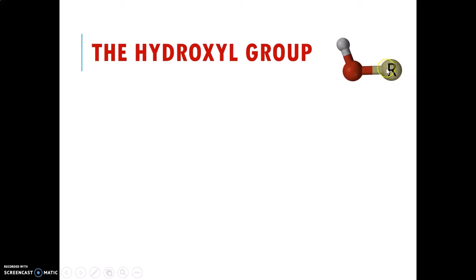R is just a variable. Like in algebra, X could represent any number. R is going to represent whatever the rest of the molecule is. So there's some larger portion of a molecule attached to this OH group, and instead of drawing out the whole molecule, we're just using R as an abbreviation.